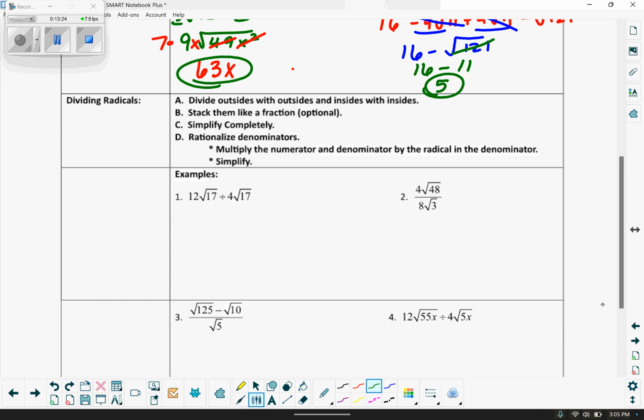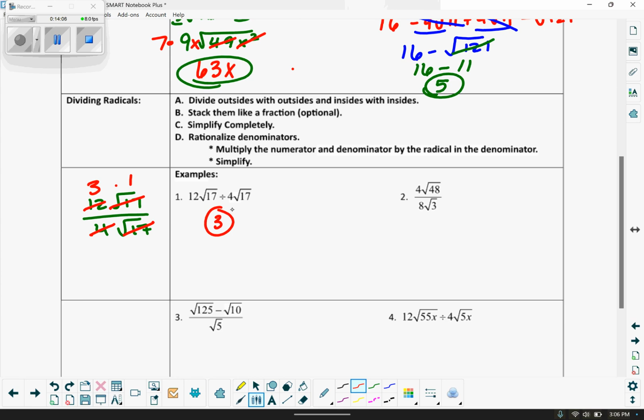Working with some dividing. Okay, so when we're doing division, we're using the same rules. Inside goes with inside, outside goes with outside. I prefer to stack them for the most part. So I would probably take this 12 radical 17 divided by 4 radical 17 and stack them. Then I would say the outs go with the outs. So 12 divided by 4 is in fact 3. And radical 17 divided by radical 17 is just 1, because anything divided by itself is 1. So they'll cancel each other out. You could go times 1 if you want to, but my answer is going to end up being 3.